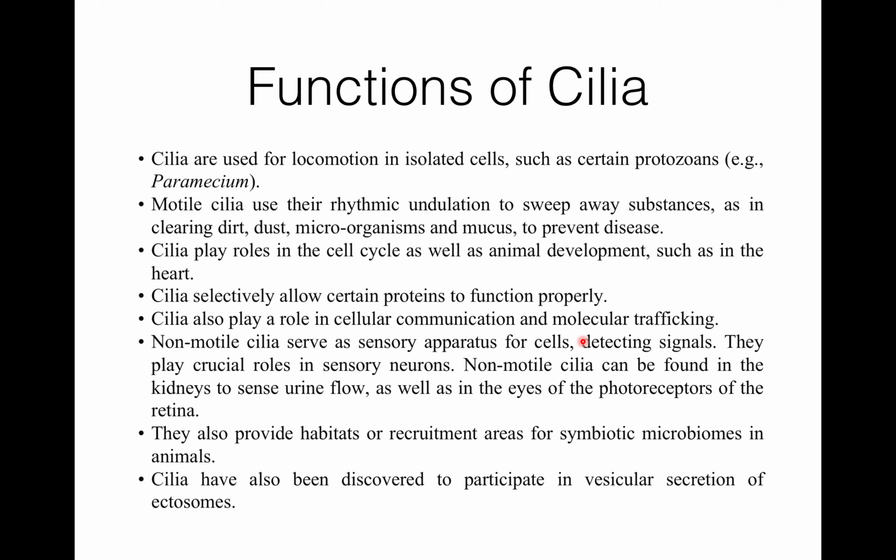Cilia of paramecium are used for locomotion. The motile cilia use their rhythmic undulation to sweep away substances like dirt, dust, microorganisms and mucus, and it helps in preventing disease. Cilia also play an important role in the cell cycle as well as animal development, such as in the heart. They selectively allow certain proteins to function properly. They also have an important role in cellular communication and molecular trafficking.